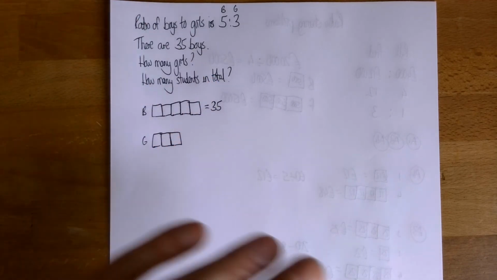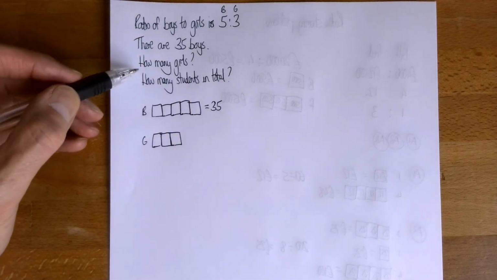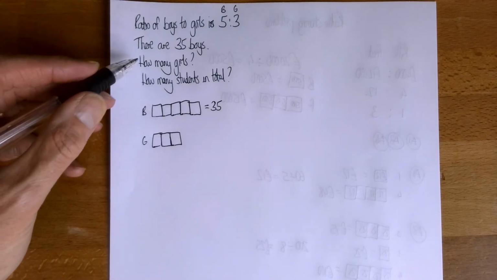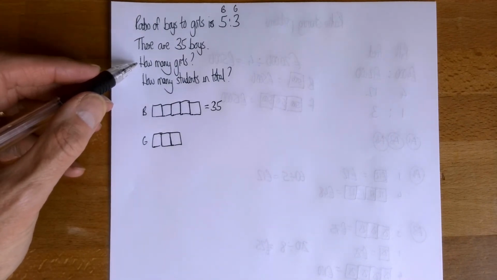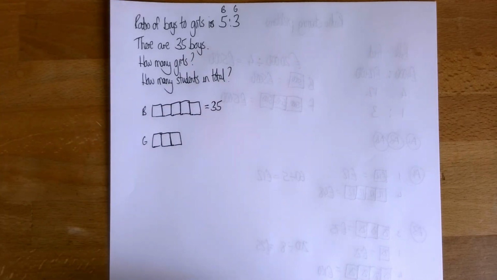So there are 35 boys. And there are 2 questions. How many girls? How many students in total? And you always have to be careful that you read what the question's asking. Is it asking you how many of the other sort, or how many are there in total? Hopefully with my picture you can see where I'm going to go with this.